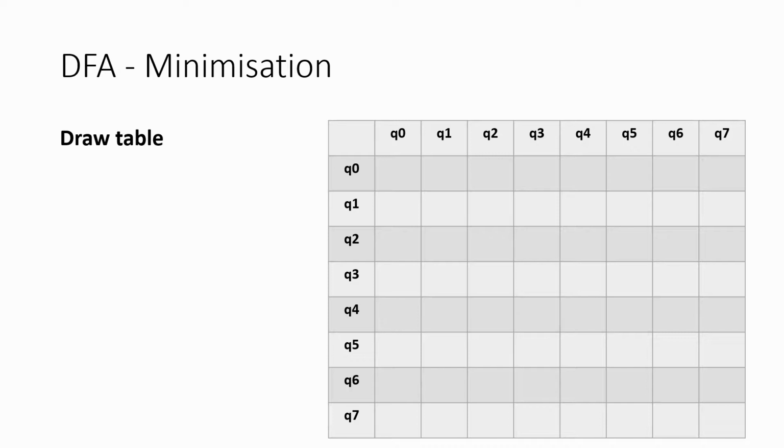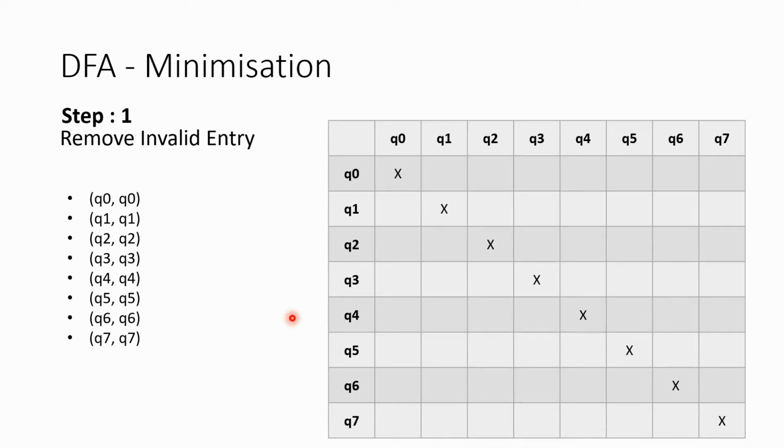We are going to minimize the DFA using the table approach. So we have to draw a table similar to this. The first step in DFA minimization is to remove all the invalid entries. The tuple sets consisting of the same states, like Q0, Q0 or Q1, Q1, are considered to be invalid and hence they are removed from the table.